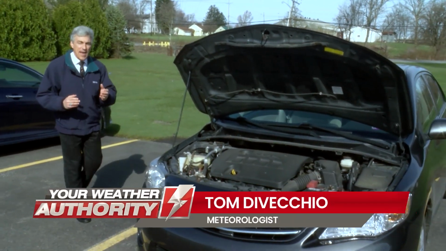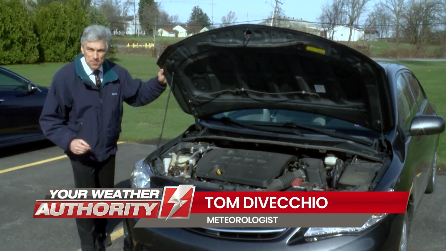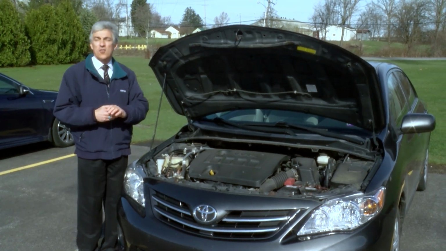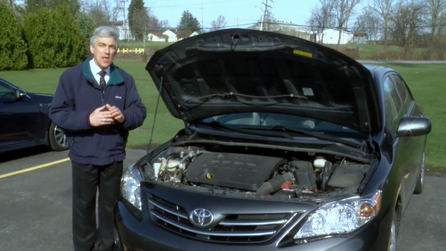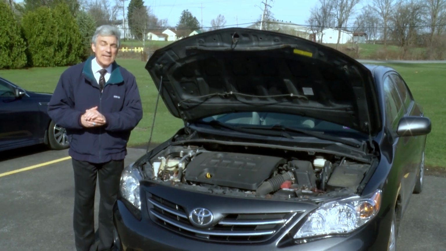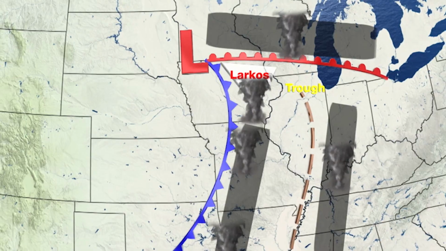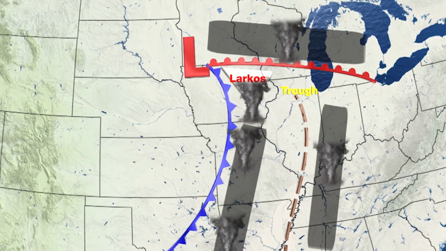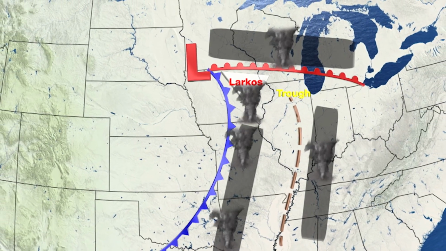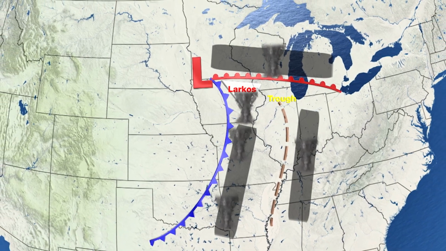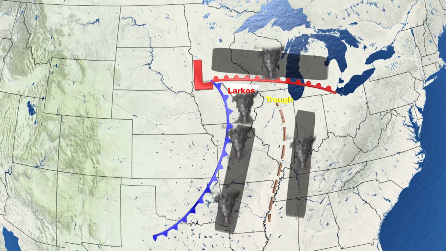Think of the triggers as a car with gas but no spark plugs. No spark plugs, nothing to set off the gas, and the car doesn't run. If you don't have the trigger, there's nothing to set off the instability and you don't get severe weather. So what are those triggers? Usually it's a cold front, a trough, or a low pressure system. These systems provide the upward push of air to get the instability started to create clouds and thunderstorms.